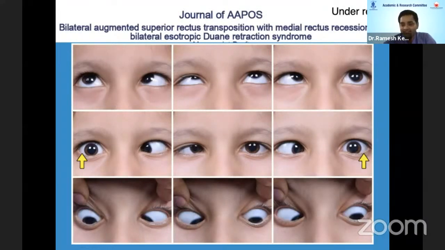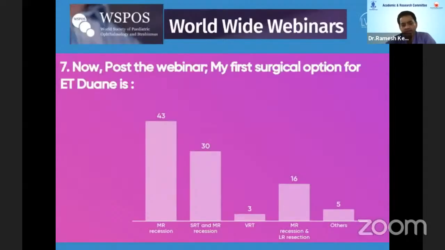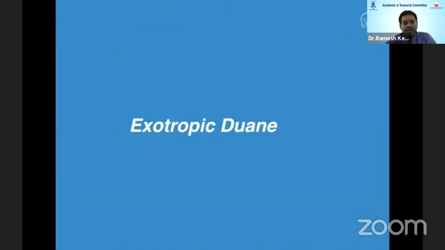This is the publication we are just under revision now. We can also perform this medial rectus and SRT bilaterally. As you can see in this large esotropia in the primary position, it improves significantly even in this group. So here also we can consider doing this. We did a recent webinar on the worldwide view of this. Still, medial rectus recession alone is the topmost, but people are considering SRT in a significant number of patients.